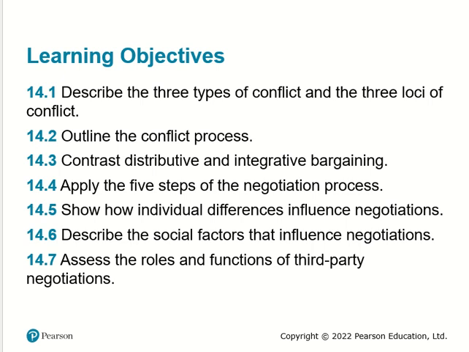So today we will describe the three types of conflict and the three loci of conflict, outline the conflict process, contrast distributive and integrative bargaining, and apply the five steps of the negotiation process. We will show how individual differences may influence the elements of negotiation. We also describe the social factors that may influence negotiation, and we also assess the roles and functions of third-party negotiation.